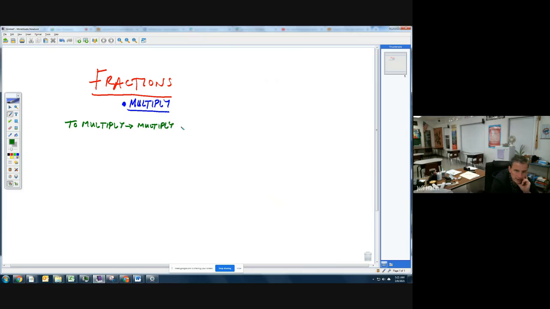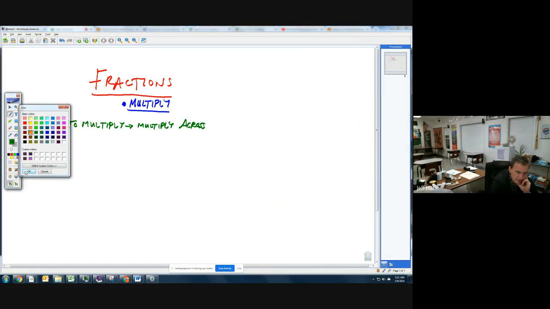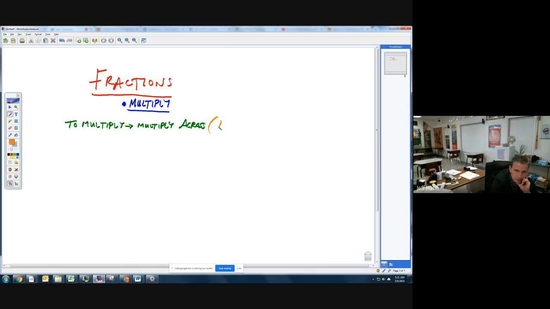You multiply across. You don't have to write them up and down. Please don't write them up and down. Do not write up and down.